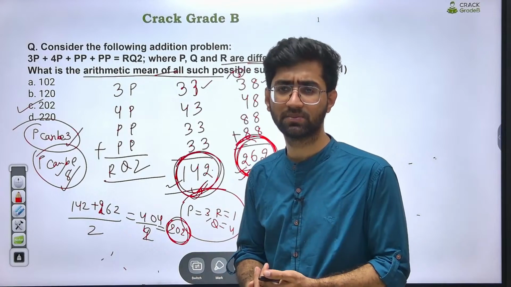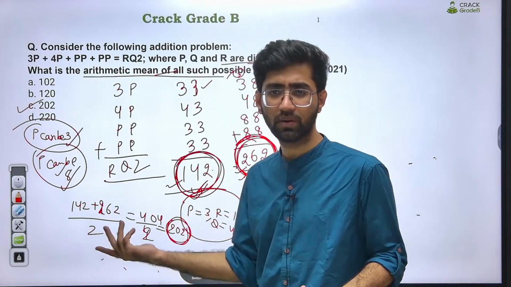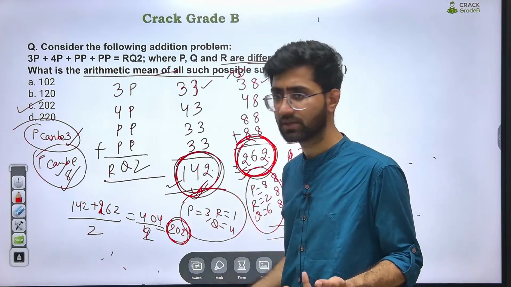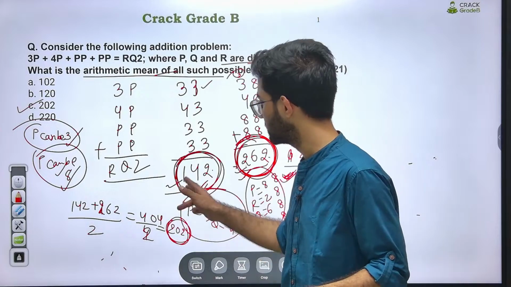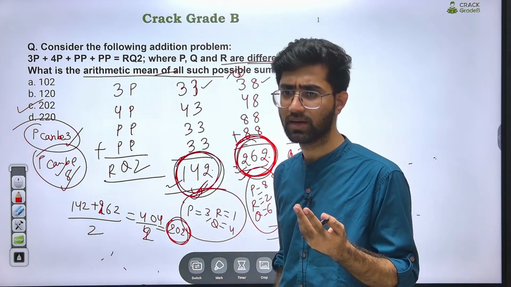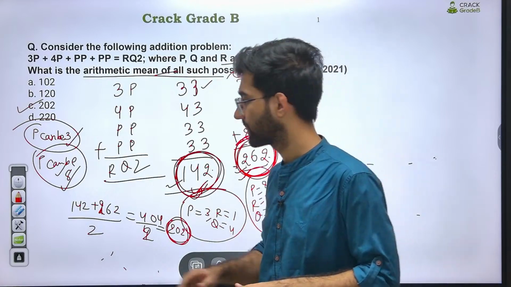And to find the arithmetic mean, we had to add these numbers and divide by 2. 142 plus 262 divided by 2. Why did we divide by 2? The reason was simple, because there are two numbers, right? So the correct answer for this question is 202.